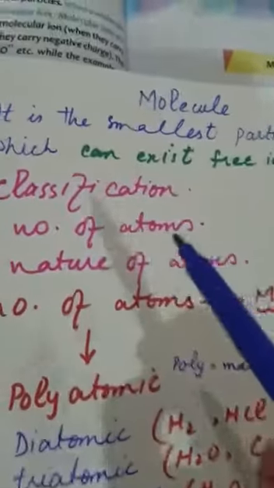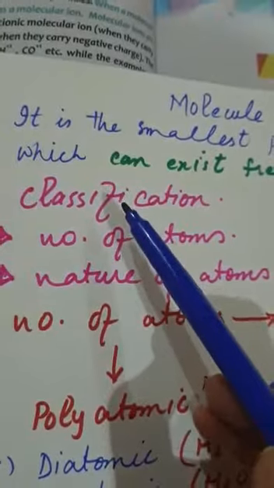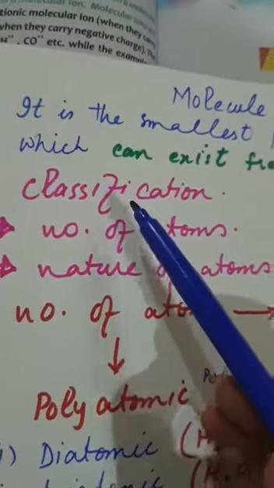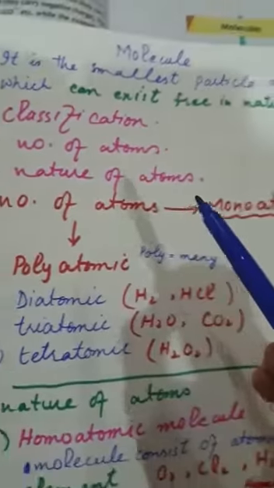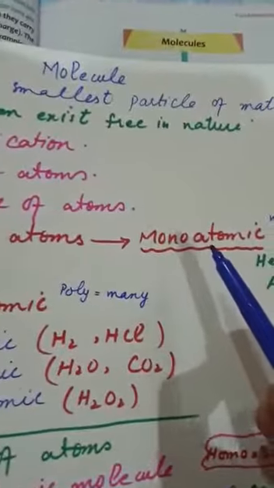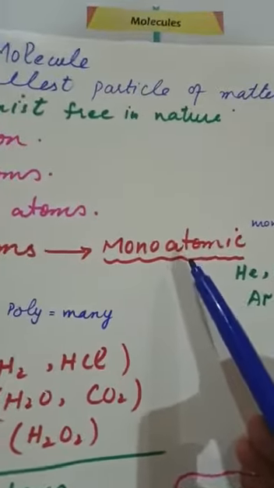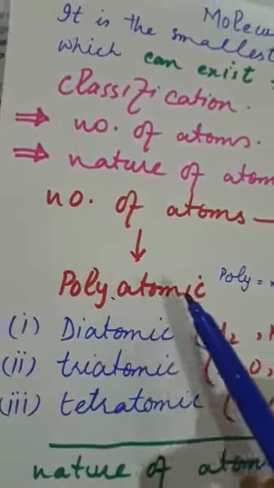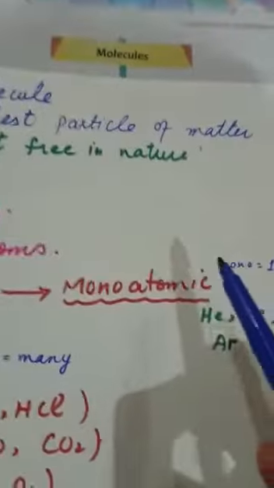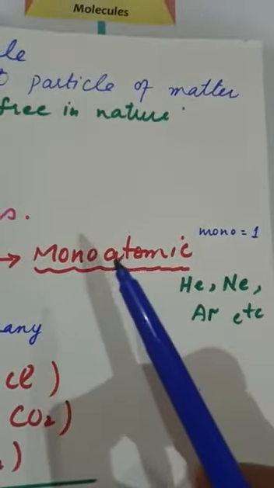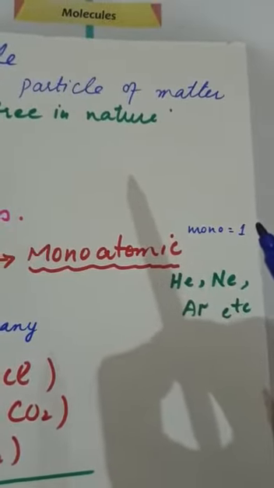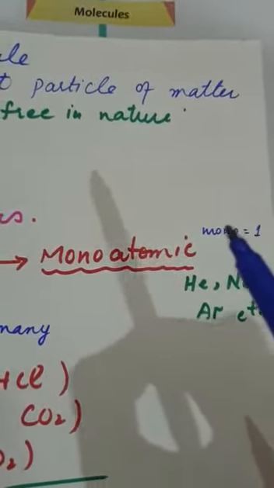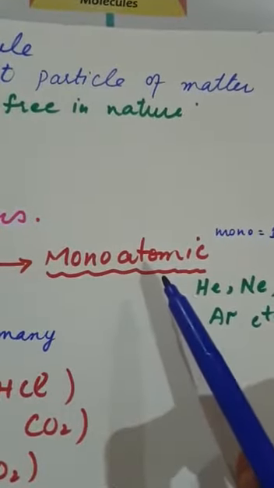So the first classification, the classification of molecules on the basis of the number of atoms: we can classify molecules into two types. The first class is known as monoatomic molecule and the second class is known as polyatomic molecule. Now what is a monoatomic molecule? The word mono means one. So the type of molecule which consists of only one atom is known as a monoatomic molecule.